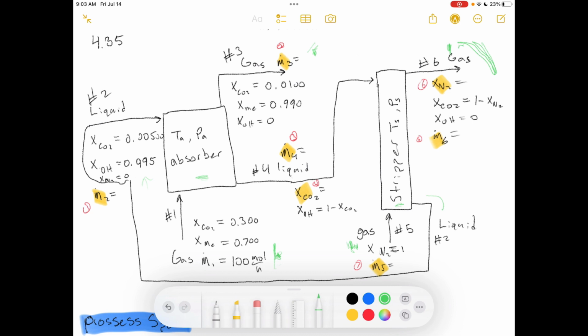And then there's this recycle stream. Basically, the methanol just gets cycled around continuously. It just keeps getting reused over and over again. Okay.